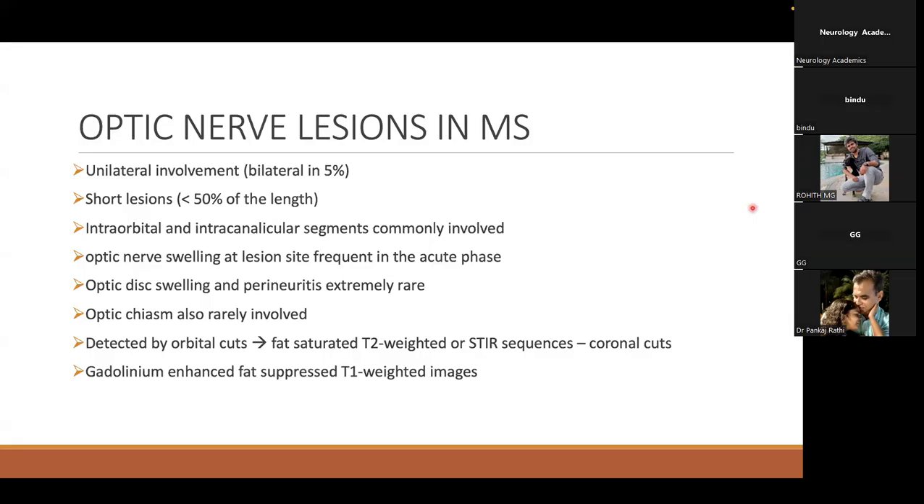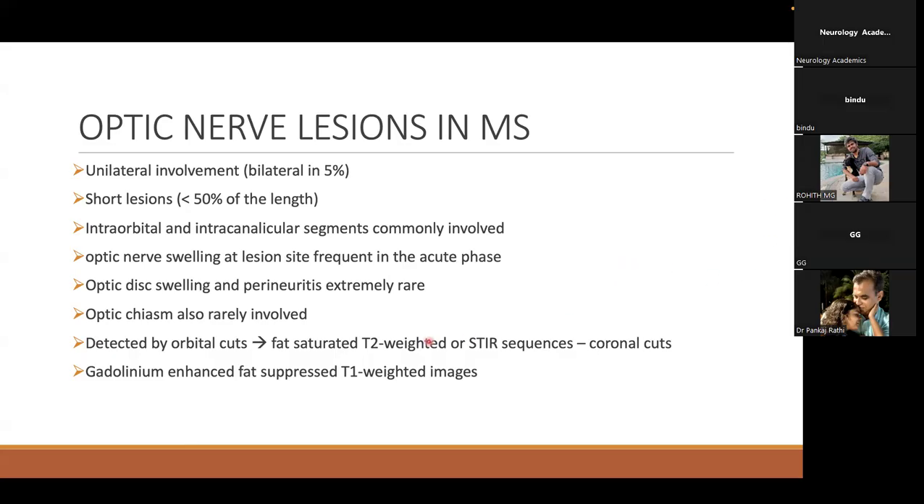Coming to optic nerve lesion in MS, mostly MS will have unilateral optic neuritis in 95%. Bilateral can be seen in 5%. The lesion will be short, less than 50% of the length of the nerve, and usually seen in the intraorbital and intracanalicular optic nerve. In the acute phase, in less than 3 weeks, some optic nerve swelling can be seen at the lesion site. However, optic disc swelling, perineuritis, and optic chiasmal involvement are rare in MS.